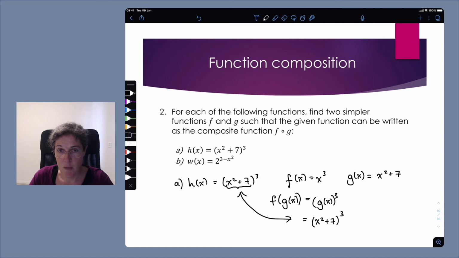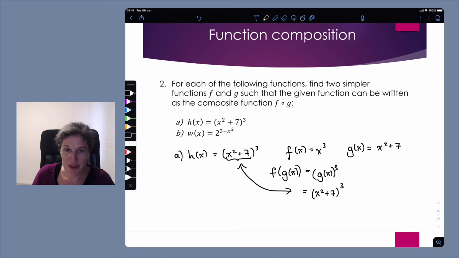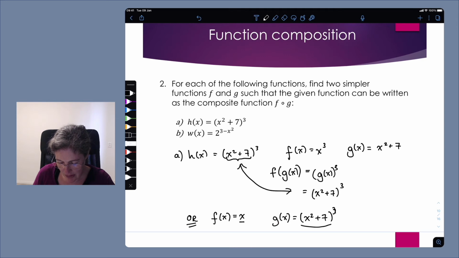Okay, maybe you found something different. There are lots of different solutions. There is a good simple solution that always works. So we could also have said, well, I'm going to be really lazy and I'm going to let f of x equal x, and I'm going to let g of x be x squared plus 7 to the 3, which I kind of feel like is cheating, but it still kind of works, because if you have a look at this, wherever I see an x in here, I'm going to replace it with x squared plus 7 to the 3, and so my f composed of g of x is going to be exactly what I wanted.